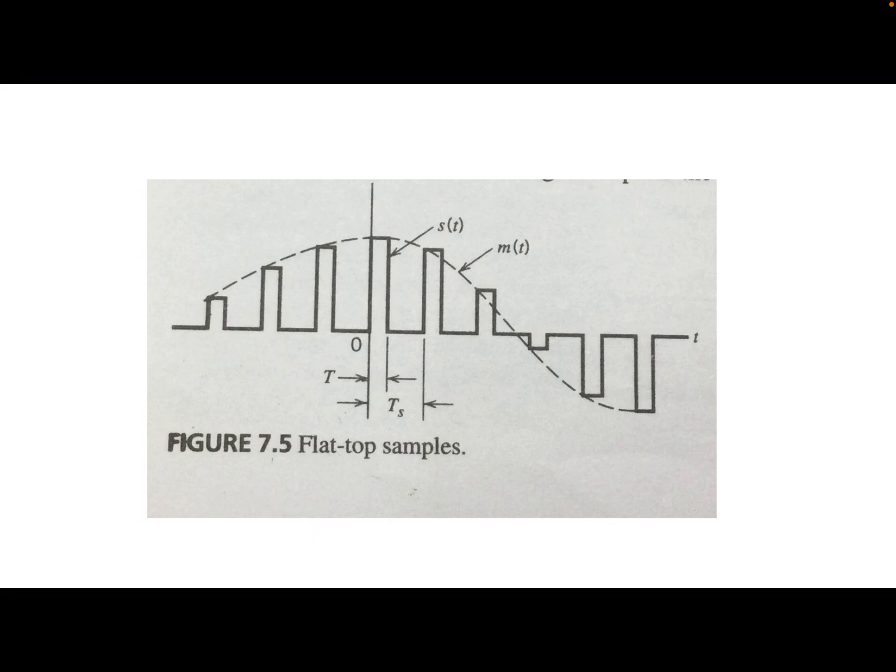Pulse amplitude modulation, as defined here, is somewhat similar to natural sampling, where the message signal is multiplied by a periodic train of rectangular pulses. In natural sampling, the top of each modulated rectangular pulse varies with the message signal, whereas in PAM it is maintained flat. Natural sampling is explored in the previous topics. The waveform of the PAM is as shown in this figure.